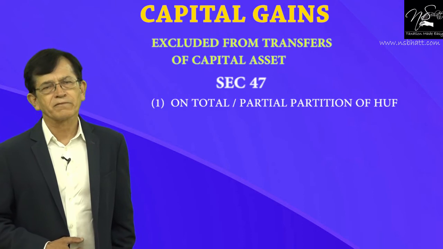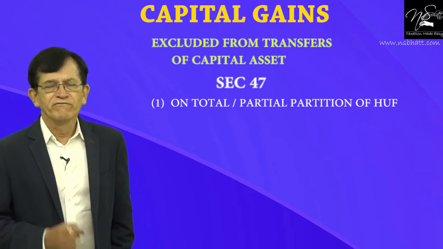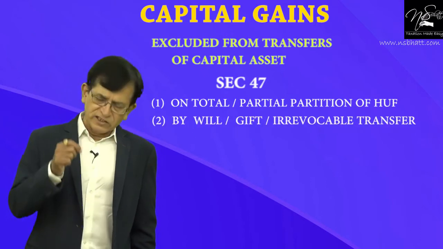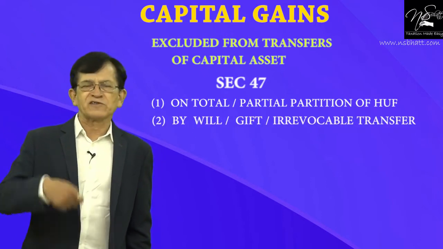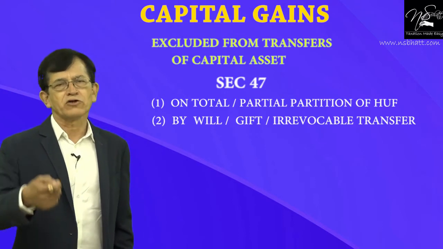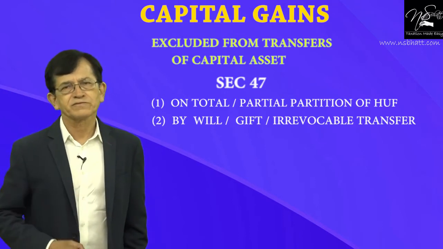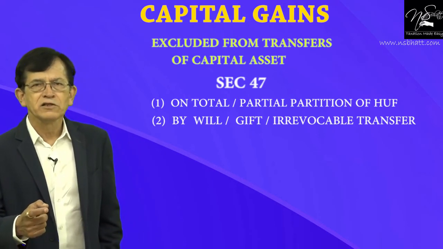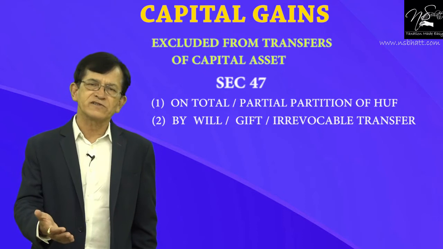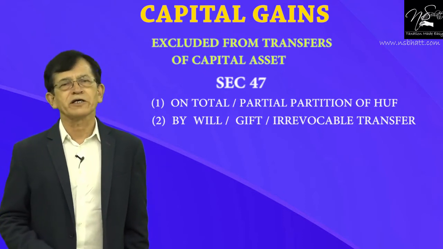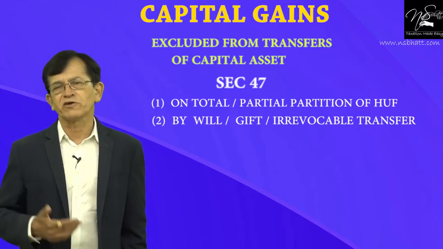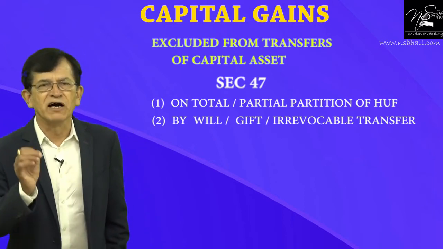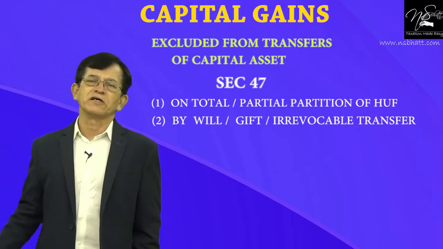Another aspect. Father prepares a will, and after the death of the father, the property passes on to the legal heirs, the son and the daughter. It's a transfer. But in this transfer, the father does not charge any price and the son and the daughter also do not pay any price. Therefore, section 47 said that whenever an asset is transferred by will, it will not be called a transfer.